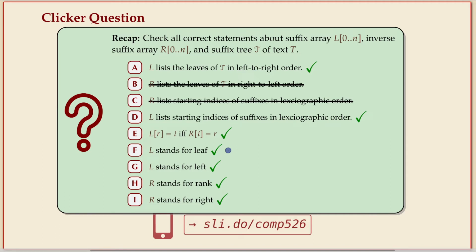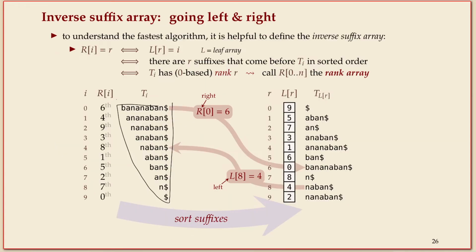So L stands for leaf and left, going left. So in the picture from before, you had suffixes in text order, suffixes in sorted order. So going left means using L. R stands for rank and right. Going right is using R. That's what going right, going left. Okay.